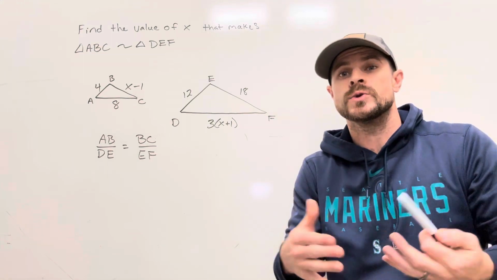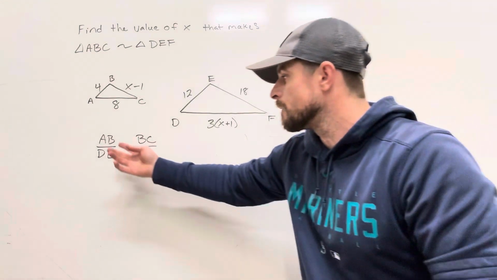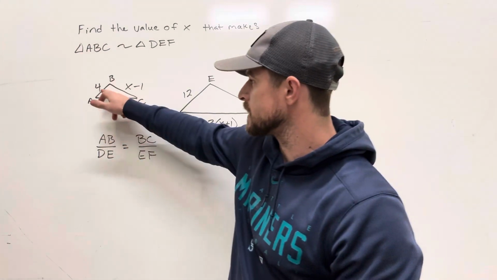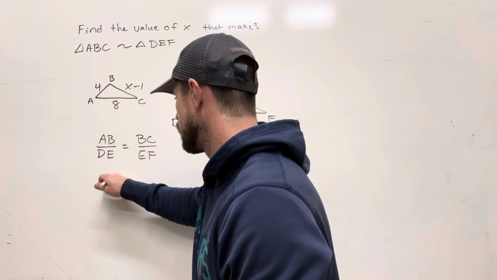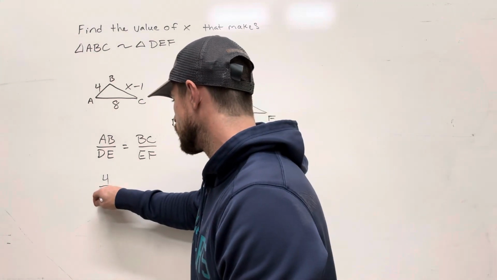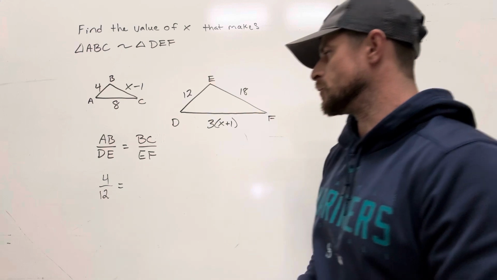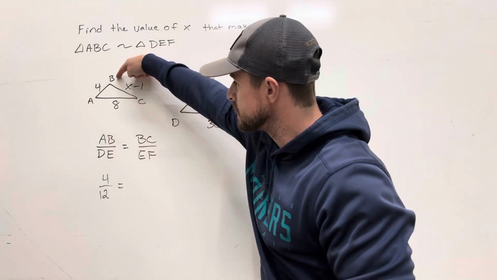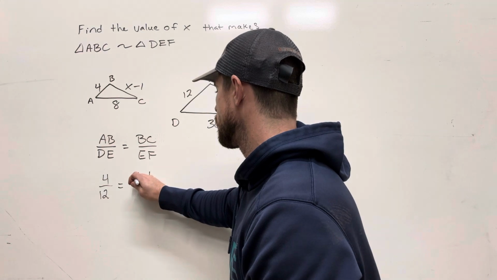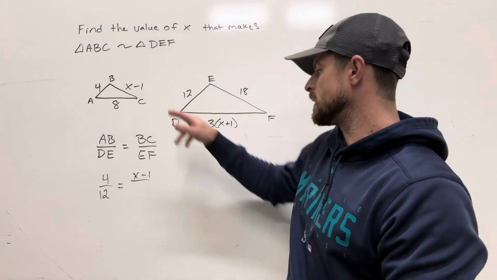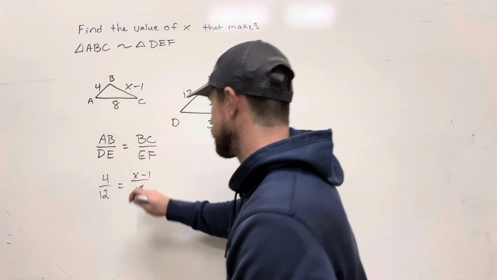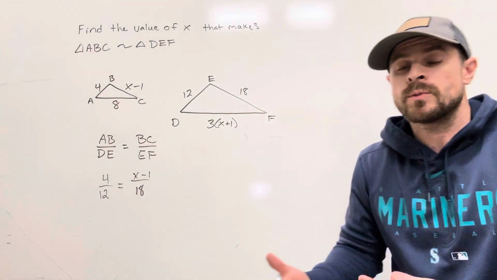Now, all we have to do is substitute information in for these expressions. So AB is really just represented as a 4. So we're saying 4 over DE, which is 12, over 12, has to be equal to BC. BC is x minus 1, so we're going to say x minus 1 over, and then we're using EF. EF is 18, so we're just going to put an 18 in there. So we've got a proportion. Now we just got to solve for x.